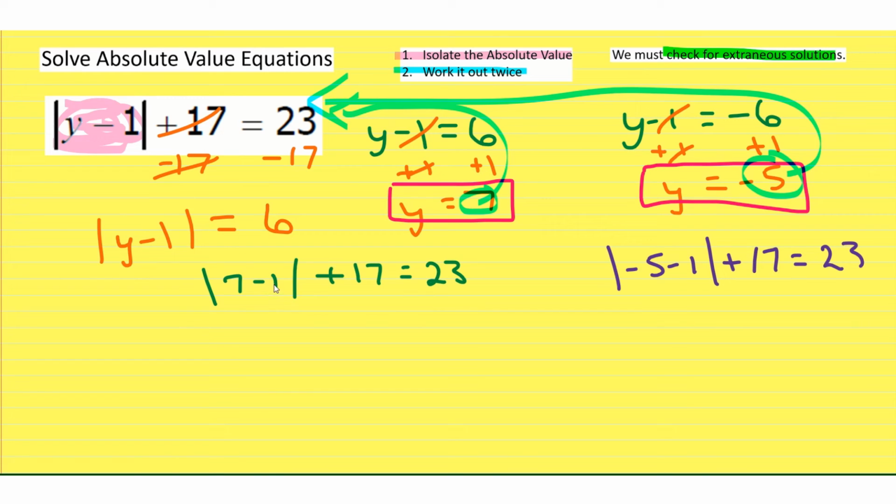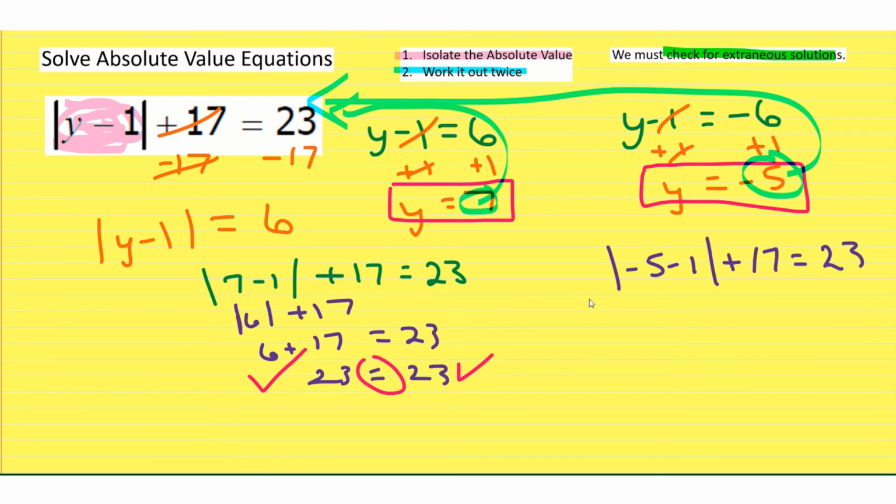This one, 7 minus 1, is the absolute value of 6. The absolute value of 6 plus 17, and the absolute value of 6 is just 6, and 6 plus 17 is equal to 23. 23 does indeed equal 23. That is correct. They are equal. Therefore, this is a good answer.